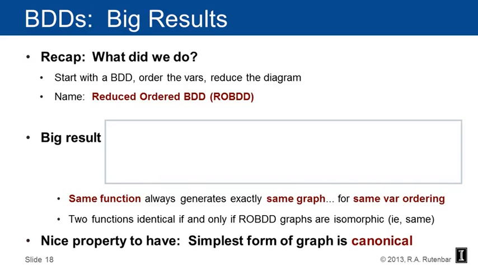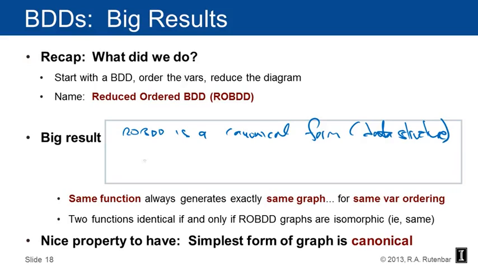And the result of that is a really, really cool result. And the really cool result is that a reduced ordered BDD is a canonical form, right? So I'm just going to say data structure for any Boolean function. I'm going to stop it with an exclamation point. A reduced ordered BDD is a canonical form.